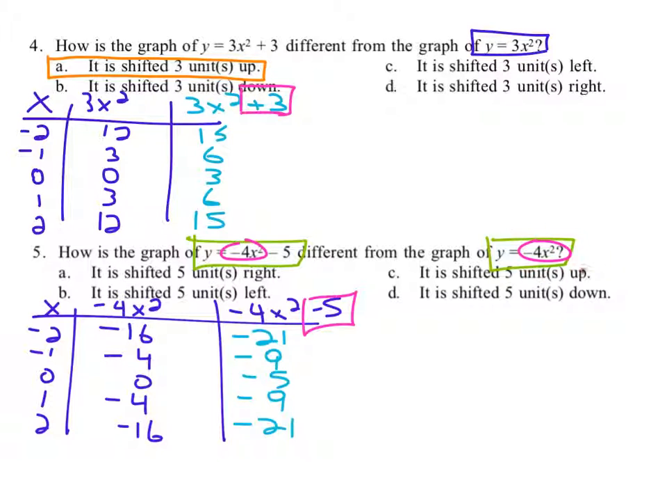Those points will all land somewhere on the original one. When I say the original one, I mean like this one. And how is this one different? Well, we've got this additional minus 5, so it shifts it down by 5. And that is how that works.